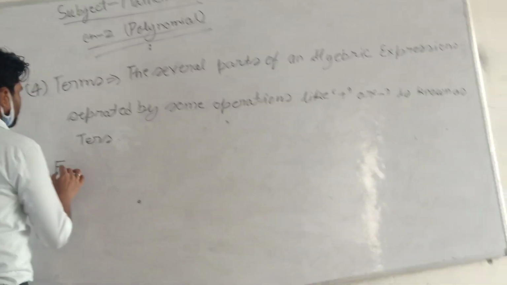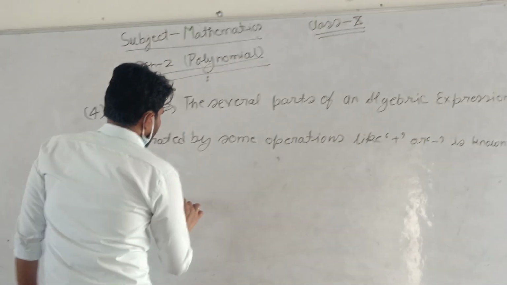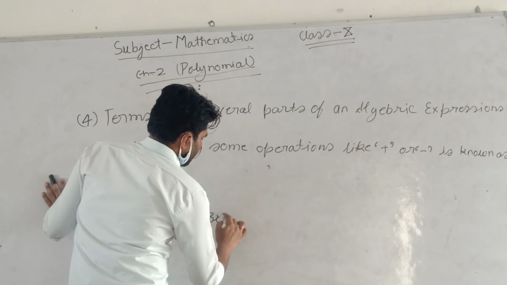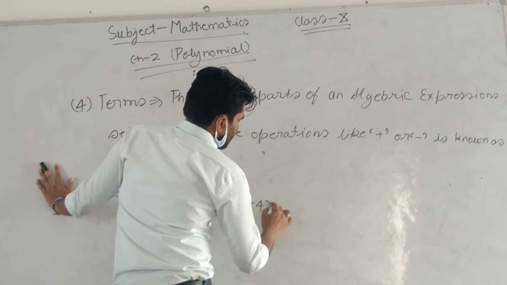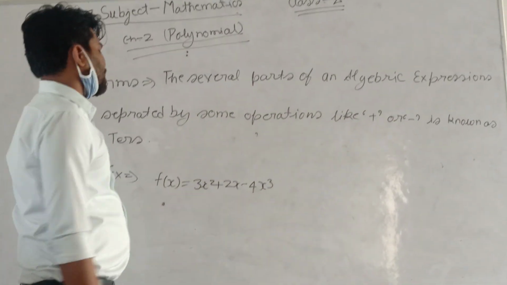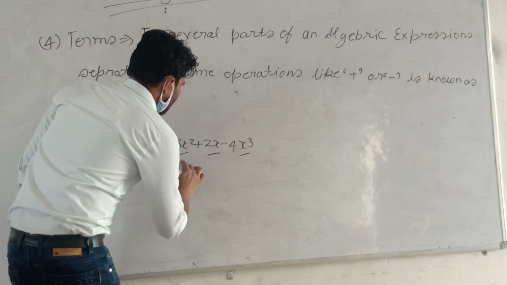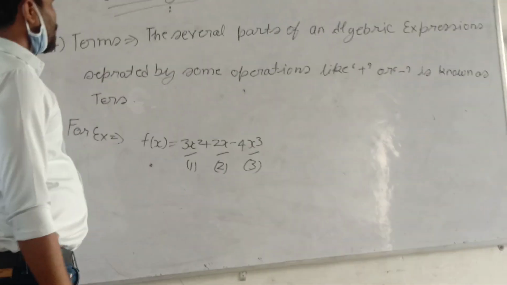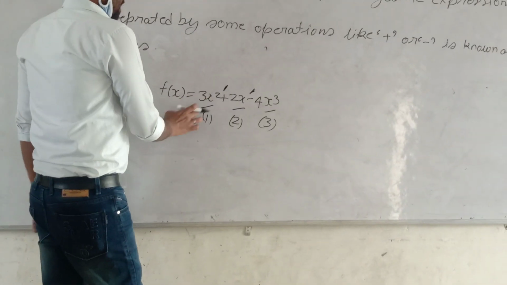Now, for example, we take an algebraic expression 3x square plus 2x minus 4x cube. In this expression, we can say that there are three terms: first term, second term, third term. These terms are separated by some operations like plus, minus. In this expression, there are three terms.